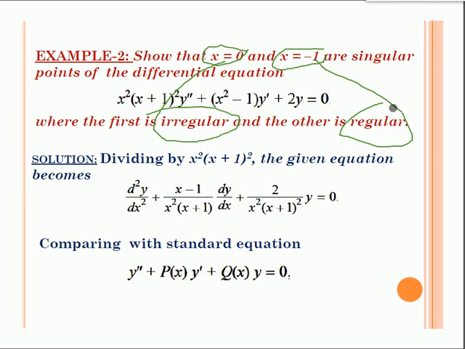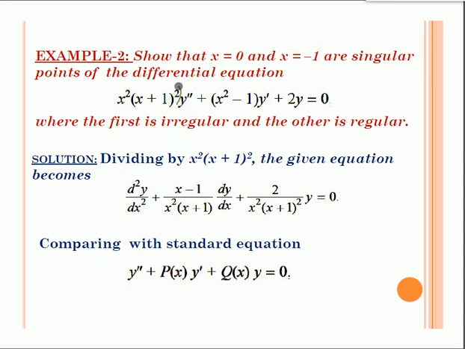So as usual, first we need to write it in the form of the standard equation. The standard equation will look like this. The coefficient of the second derivative here is x square multiplied by (x plus 1) whole square. Now you need to make it 1, so you divide the entire differential equation by that term, and this will become 1.